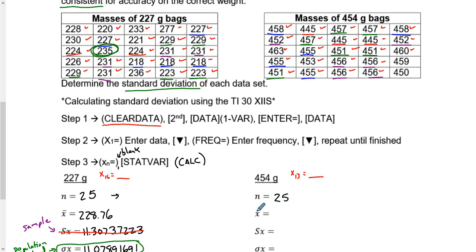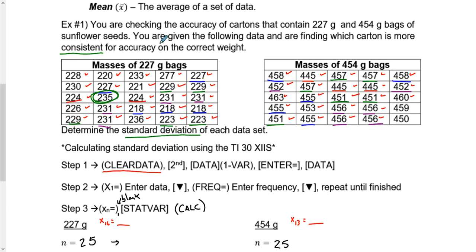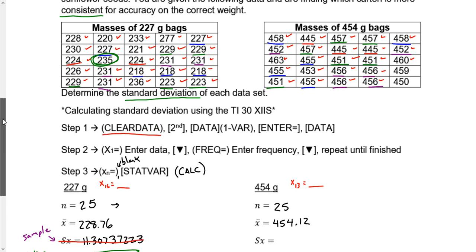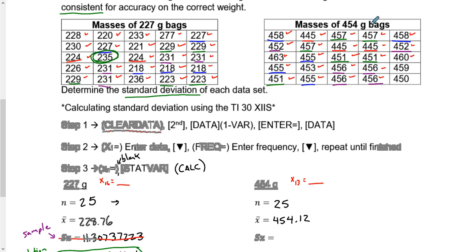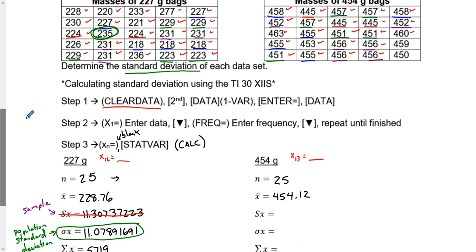X bar, by pressing over, it's 454.12. Now you'll note the mass of this set of data values should be averaging around 227. So it's a little bit off, about 1.76 off. Whereas this one is only 0.12 off, meaning more than likely when they're doing the measurements of these sunflower seeds, they are able to get a much more accurate value when they're able to sell in a higher bulk. I press over again.